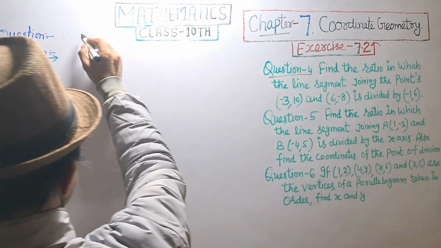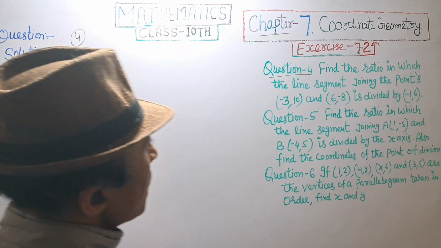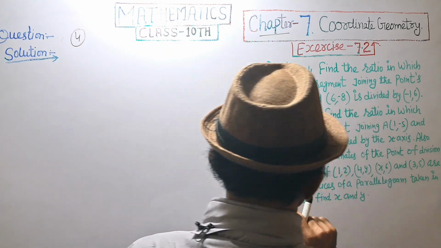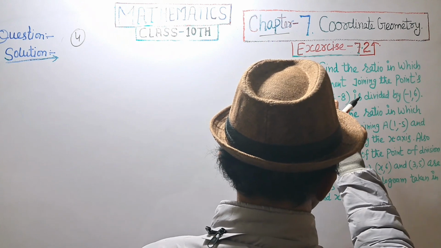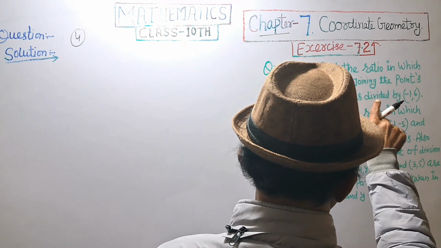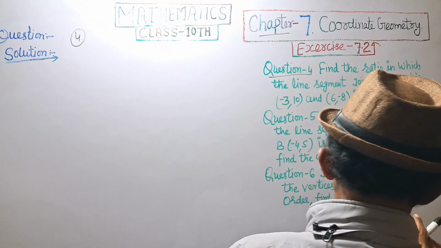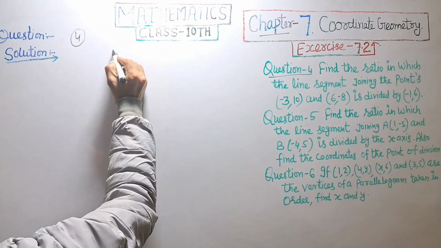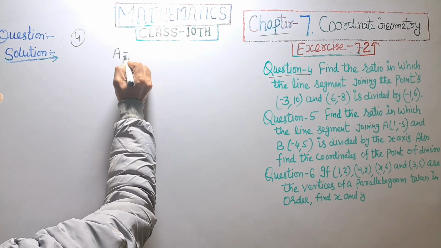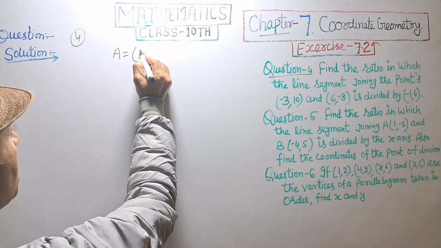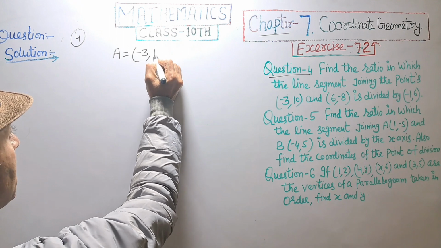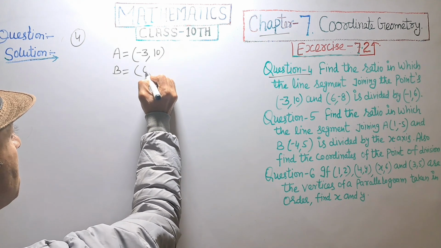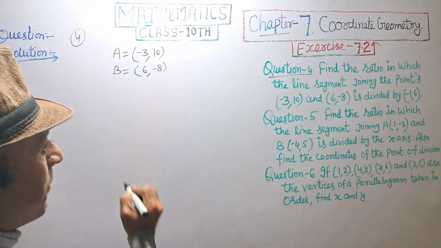Question number 4. Find the ratio in which the line segment joining the points (-3, 10) and (6, -8) is divided by (-1, 6). A is equal to (-3, 10). B is equal to (6, -8).